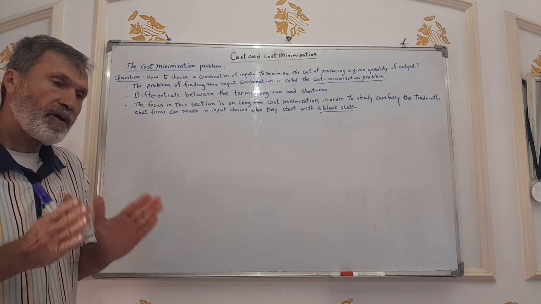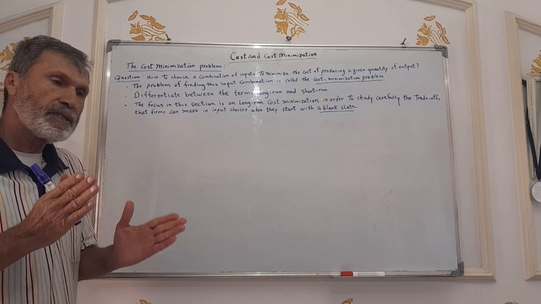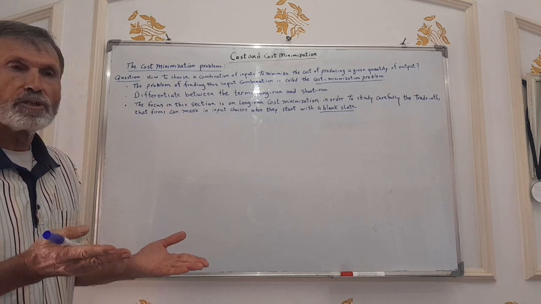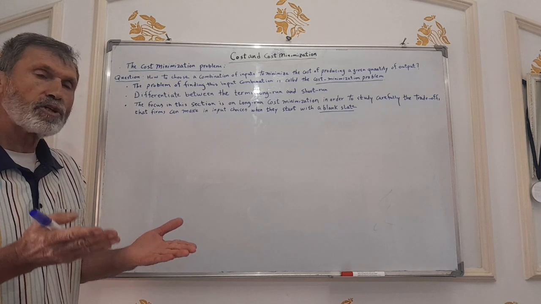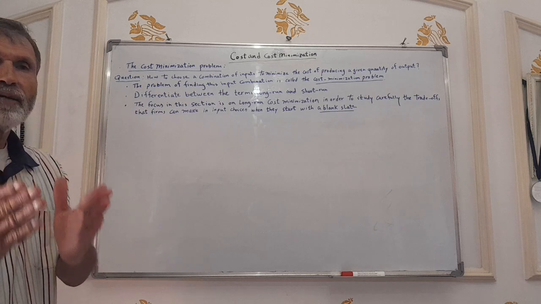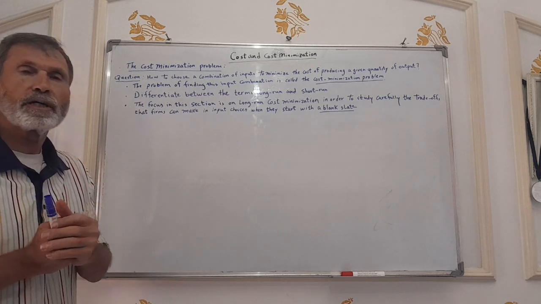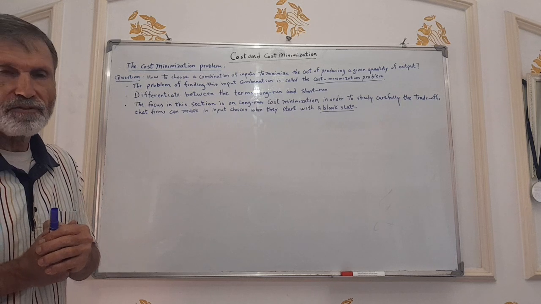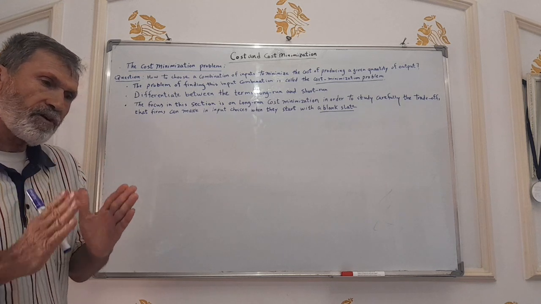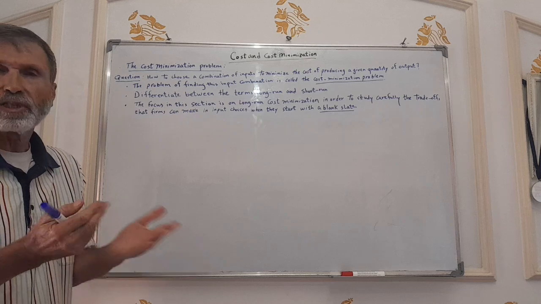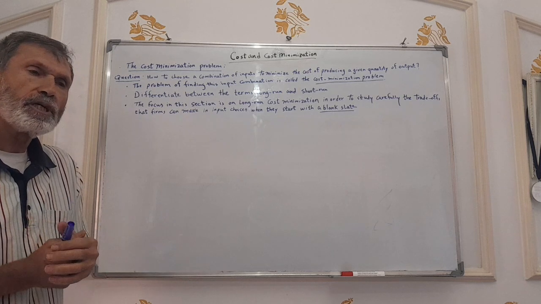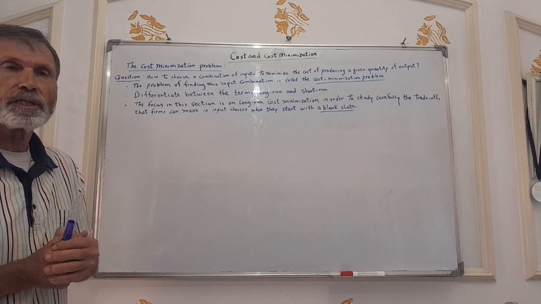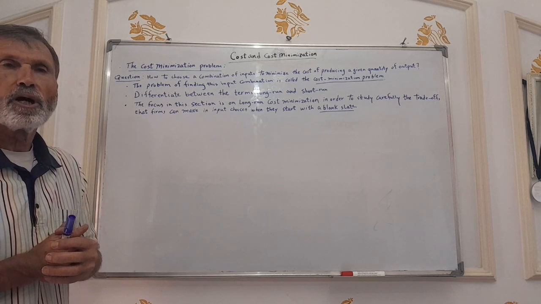And the firm that faces this problem, that is of choosing the combination of inputs to minimize the cost of producing a given level of output, is called the cost minimization firm. This is the firm that faces the problem of choosing the combination of inputs in order to minimize the total cost of producing a given quantity of output.